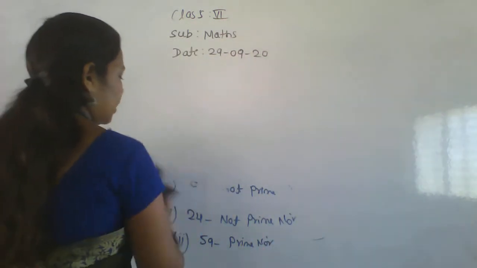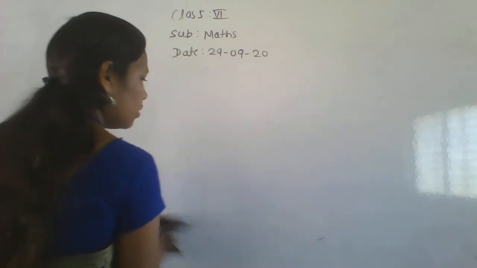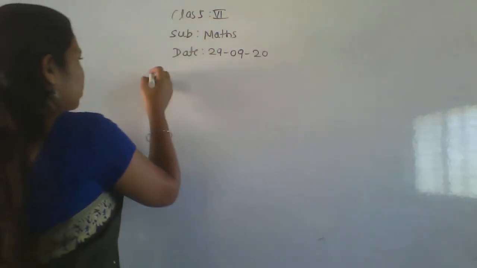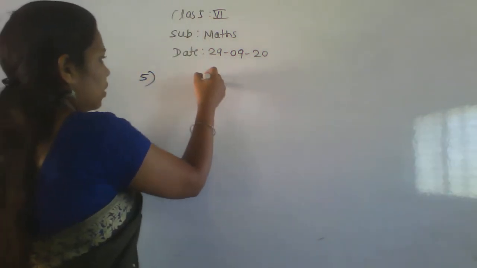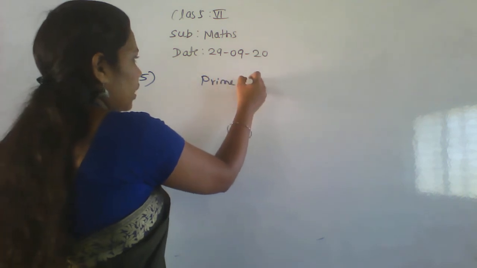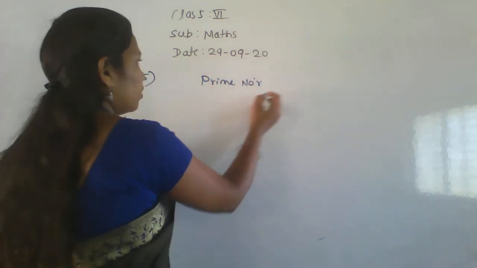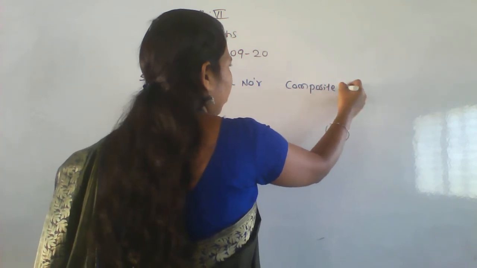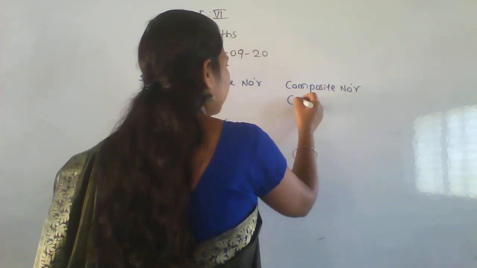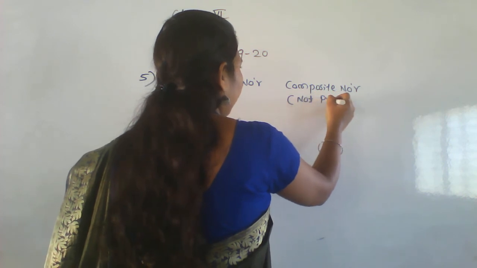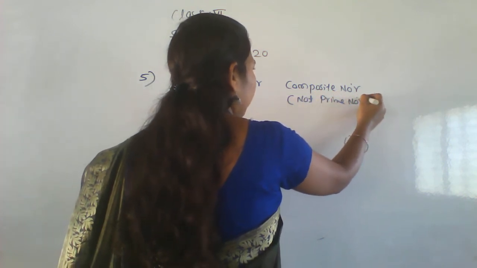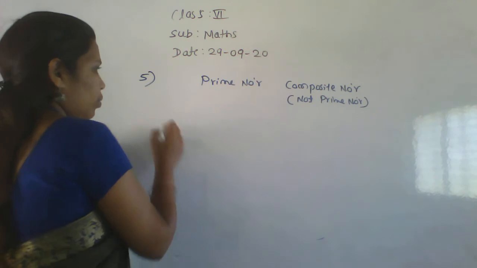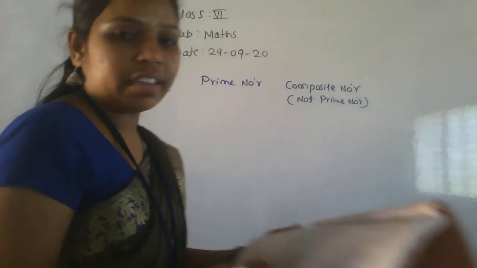So better I write like this here. Fifth main. Here, prime number, and here, composite number, which means not a prime number. So I'll just write down the numbers here.